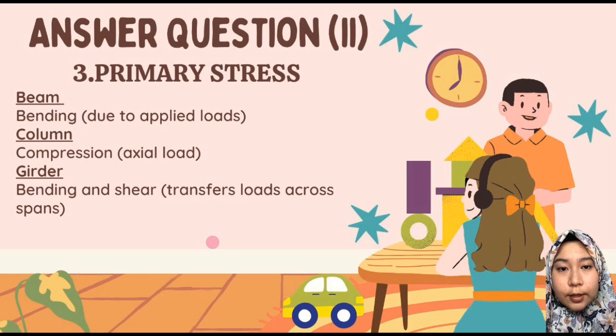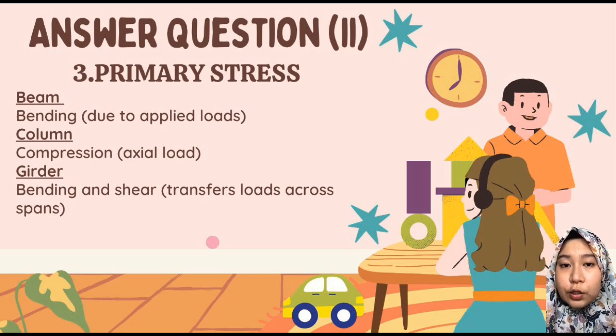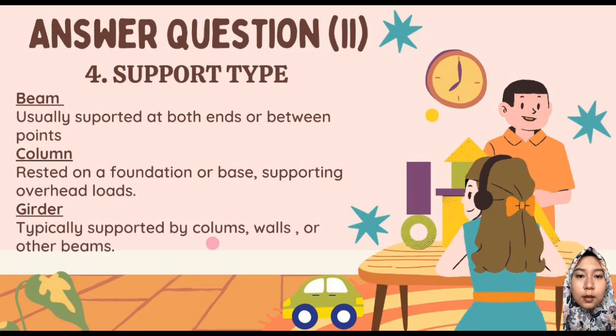Next is primary stress. Primary stress for beam is bending that is due to applied load. Primary stress for column is compression that is axial load. Primary stress for girder is bending and shear that is transfer load across span. Next is support type. Support type for beam is usually supported at both ends or between points. Support type for column is raised on the foundation or base, supporting overhead load. Support type for girder is typically supported by column, wall, or other beam.